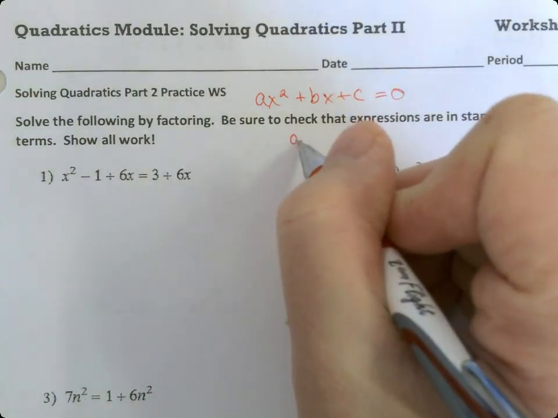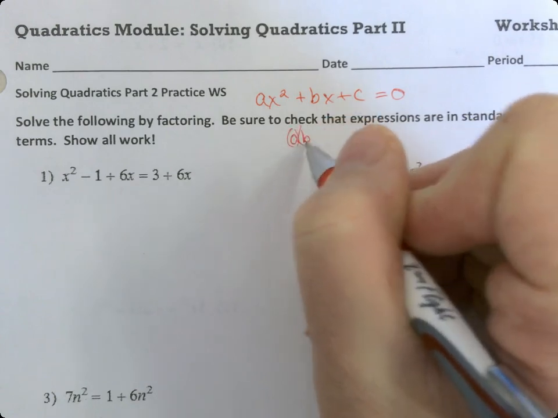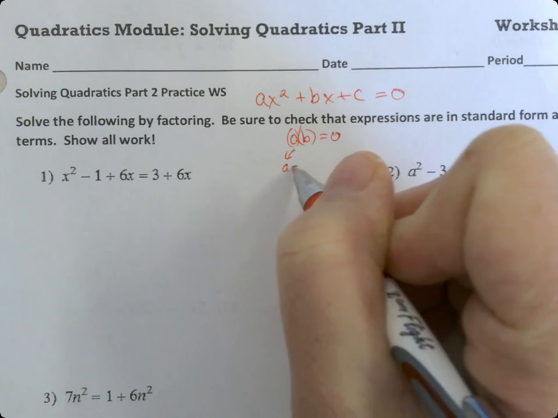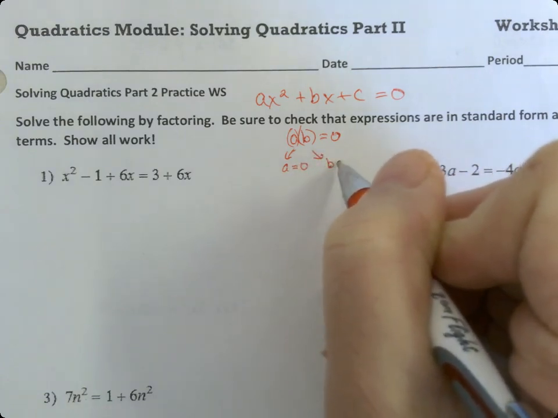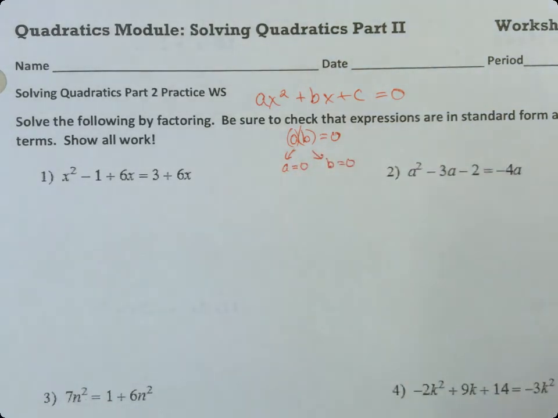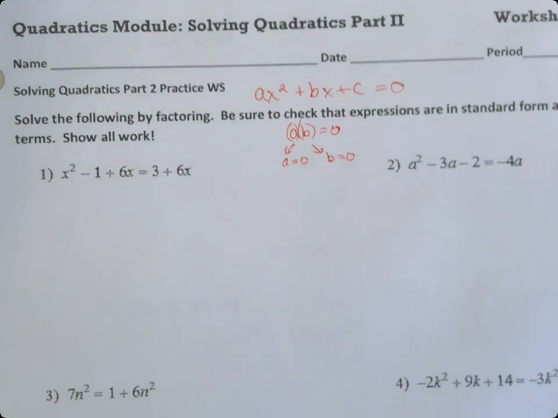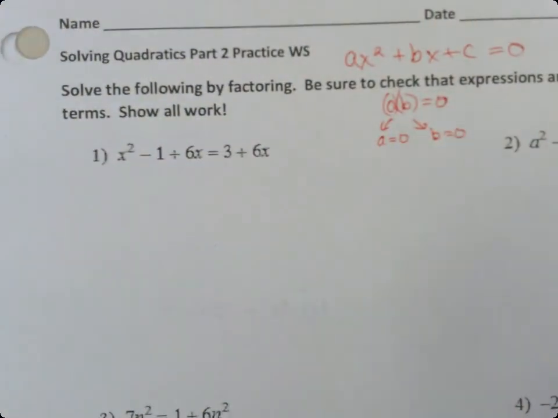We're going to get a times b, or two quantities that multiply together to get 0. So either a equals 0 or b equals 0. That is the quick version of the lesson. The first thing we're going to do is set it equal to 0. Then we're going to use our factoring skills, and then use the zero product property to solve. So here we go. Look at number 1.